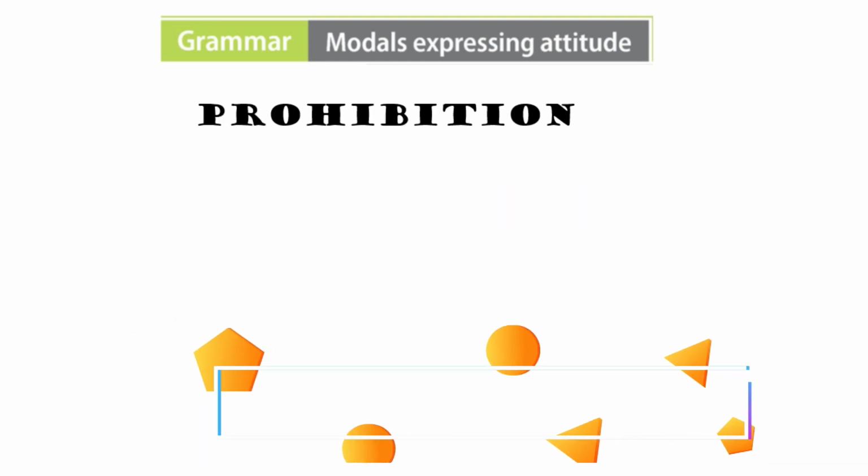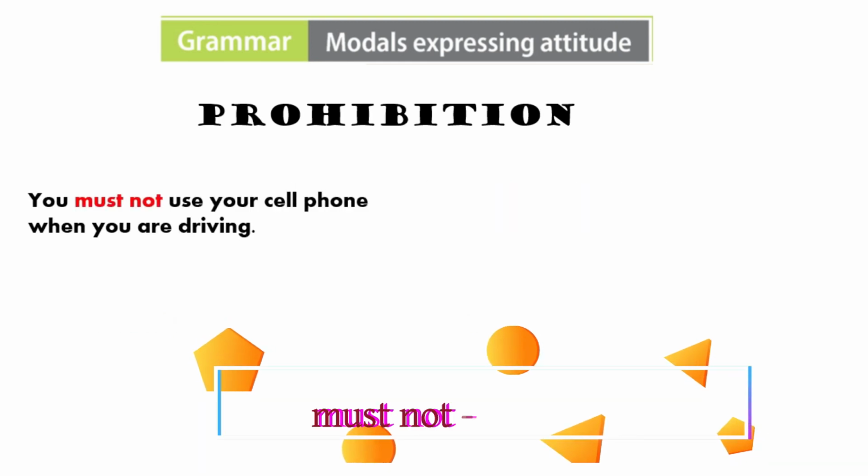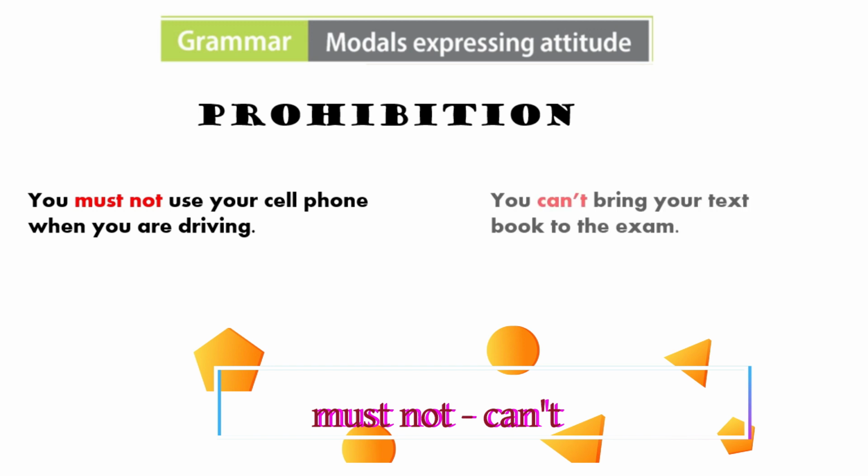Prohibition. Some modals express prohibition. For example, you must not use your cell phone when you are driving. This is not allowed. It's prohibited. You can't bring your textbook to the exam. Bringing your textbook to the exam is prohibited, not allowed.